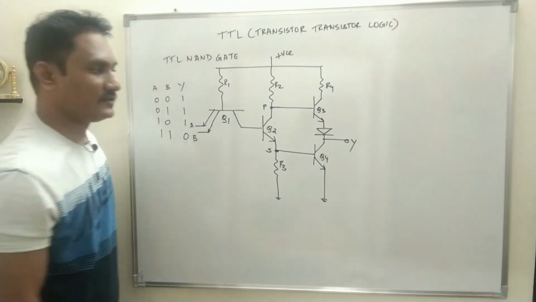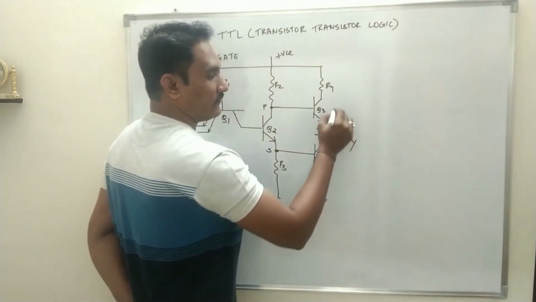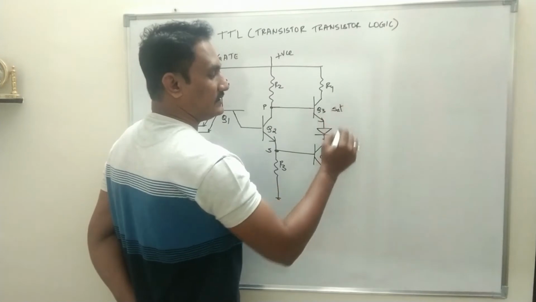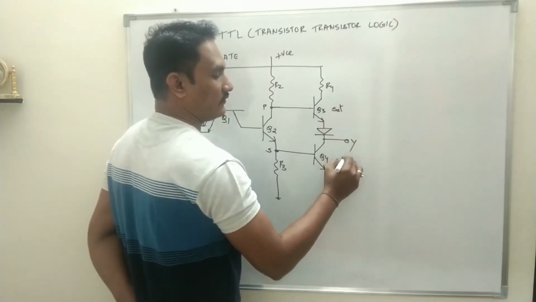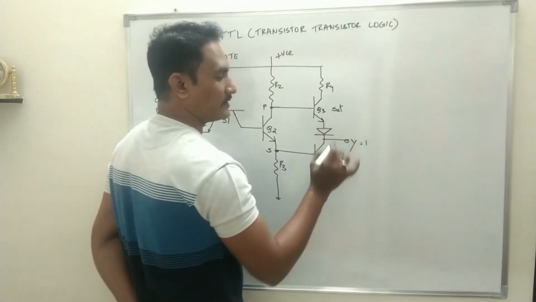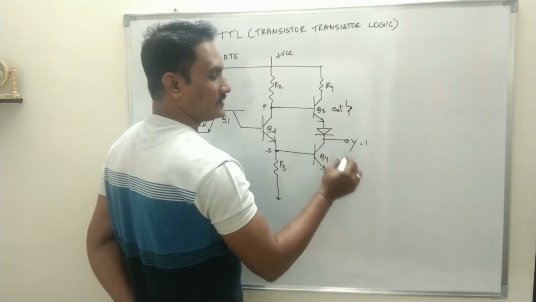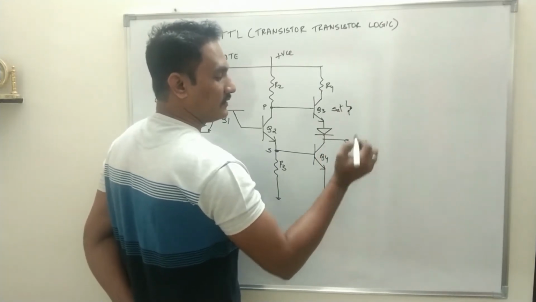Now see, Y will be 1 when transistor Q3 is in the saturation region and Q4 is in the cutoff region. So Y will be equal to 1. When it is in the saturation region, that means it is working as an on switch. Cutoff means it is open.